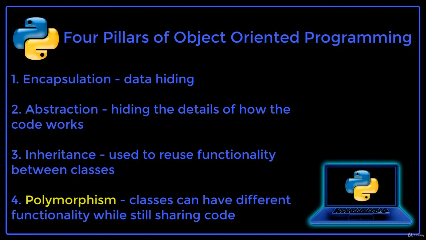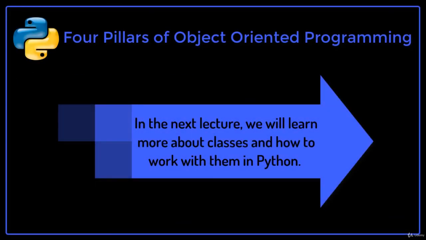That is just a brief overview of the 4 pillars of object-oriented programming. In the next lecture, we will learn more about classes and how to work with them in Python.